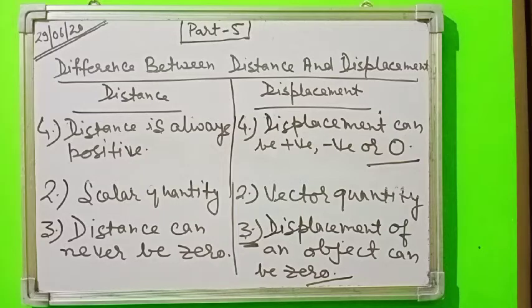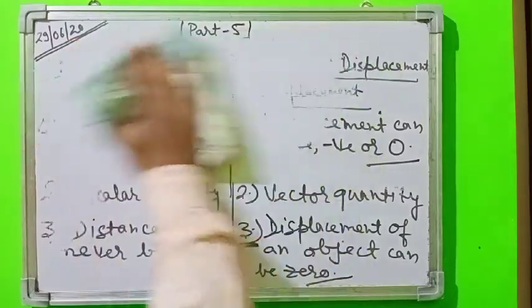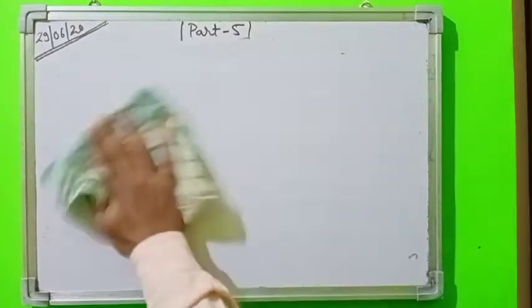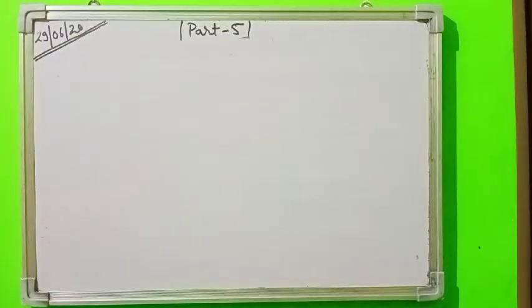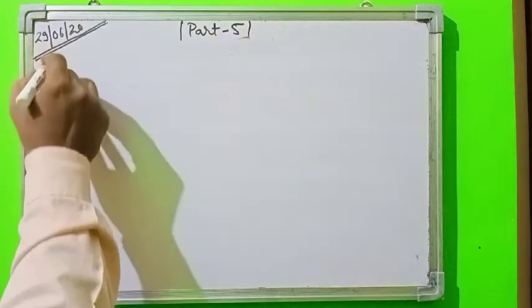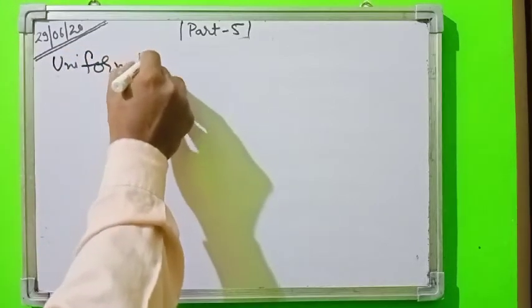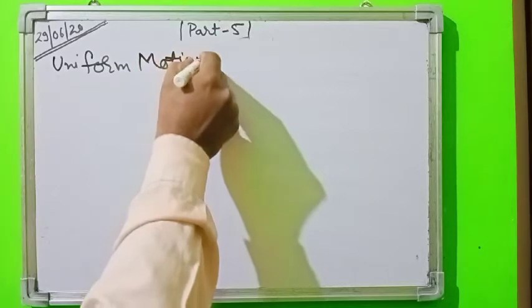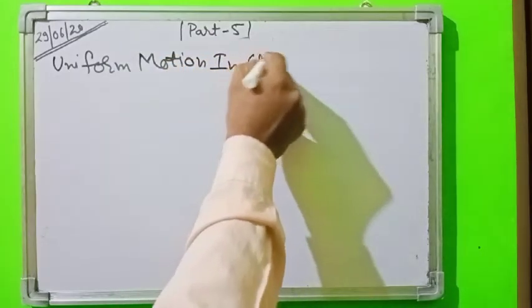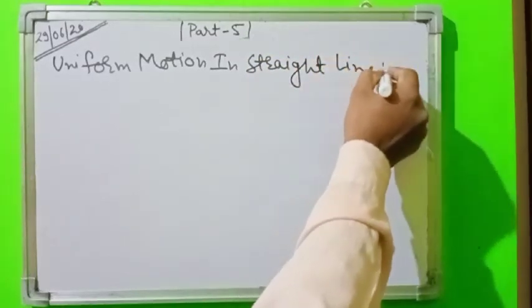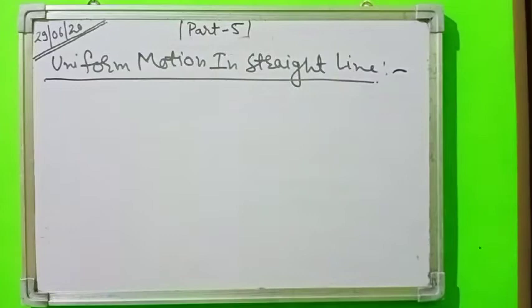Now we will discuss uniform motion in a straight line. What is the meaning of uniform motion in a straight line?